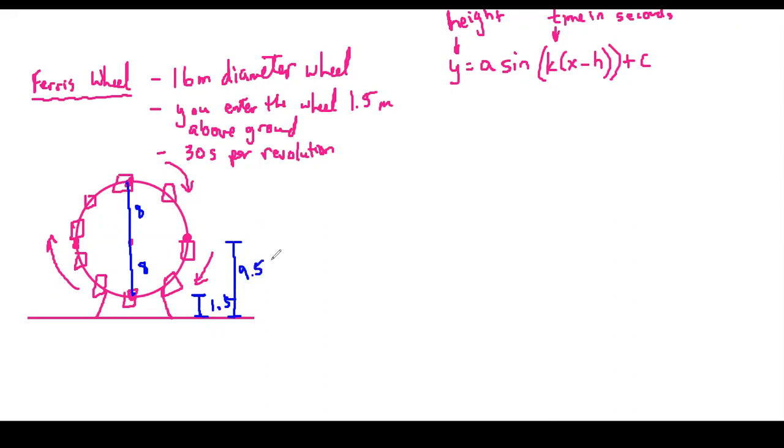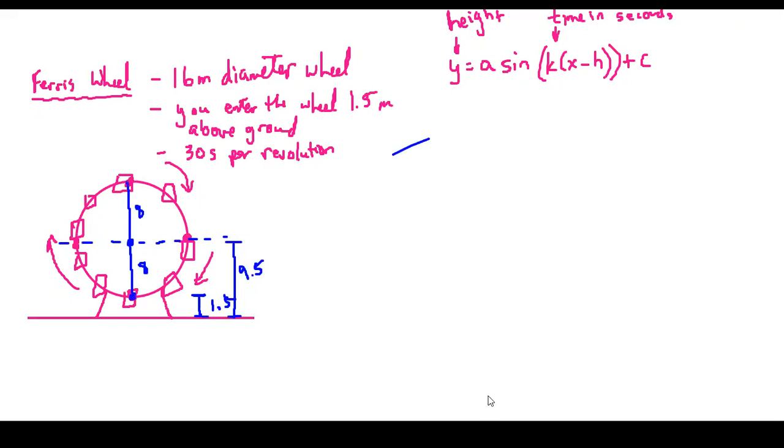So when I said I agreed with you, I only partially agreed with you. I shouldn't have said I agree. 1.5 is the height that we start at, but it's not the axis height. The axis height is going to be right here at 9.5. That's going to be our C value.